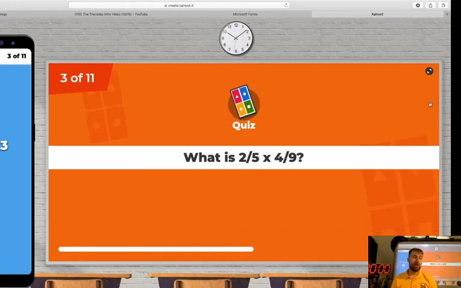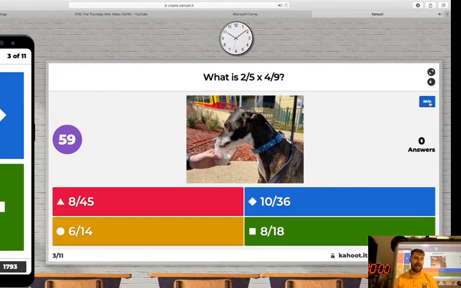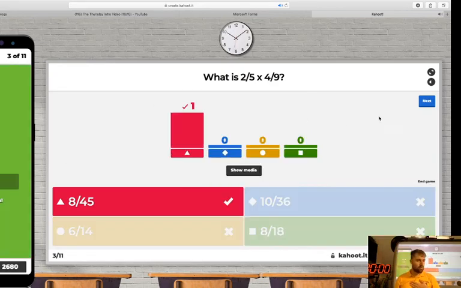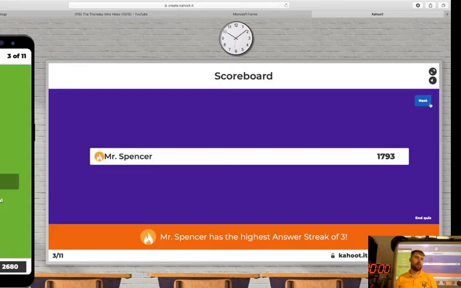All right, question 3. Here we go. What is 2/5 times 4/9? All right, pause the video here until you have your answer. All right, I know I'm going to multiply my numerator, so I do 2 times 4, which is 8, and then do 5 times 9, and 5 times 9 is 45. It's going to be the red one. Whew, that was close.